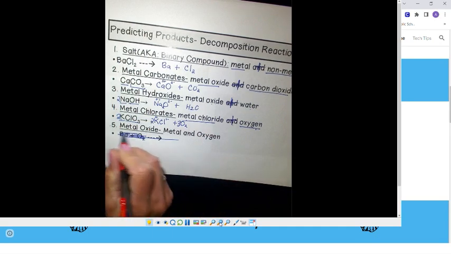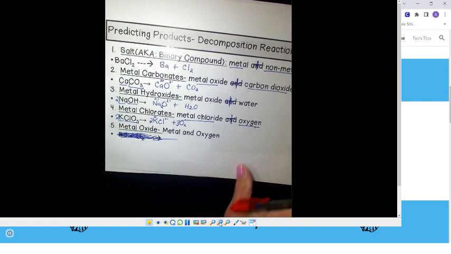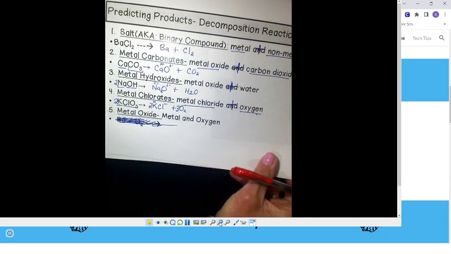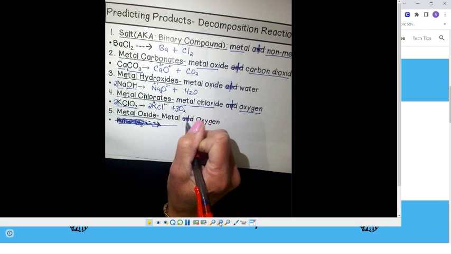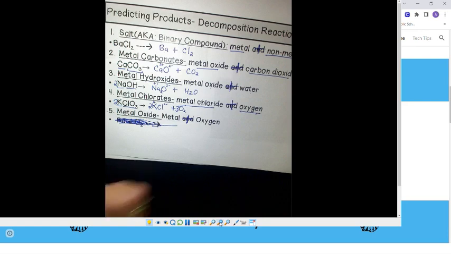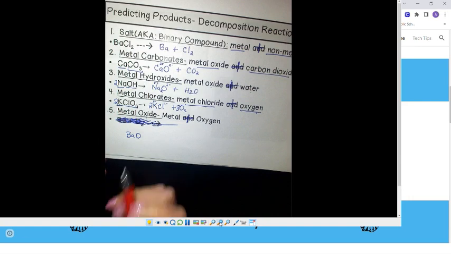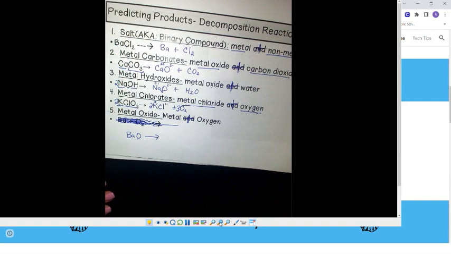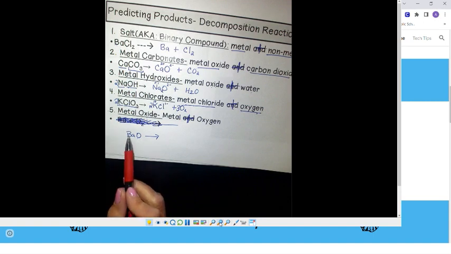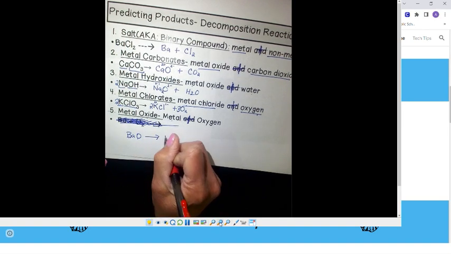The very last one: metal oxides are going to break into a metal and oxygen gas. Again, and is plus. So if we have BaO, barium oxide, this is essentially the same thing as number 1, but you've got oxygen. So a metal oxide is going to break into the metal. So whatever metal I have, I'm going to start with that.